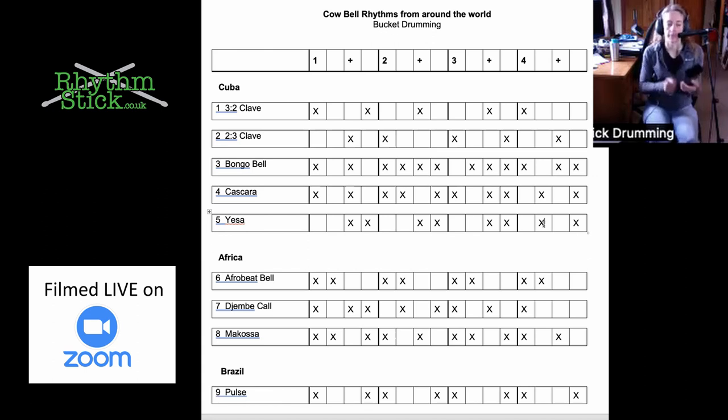1, 2, 3, 4. We're going to do the tequila break. Here it comes. Tequila! Number three. Make sure you've got a nice loose grip on your stick.